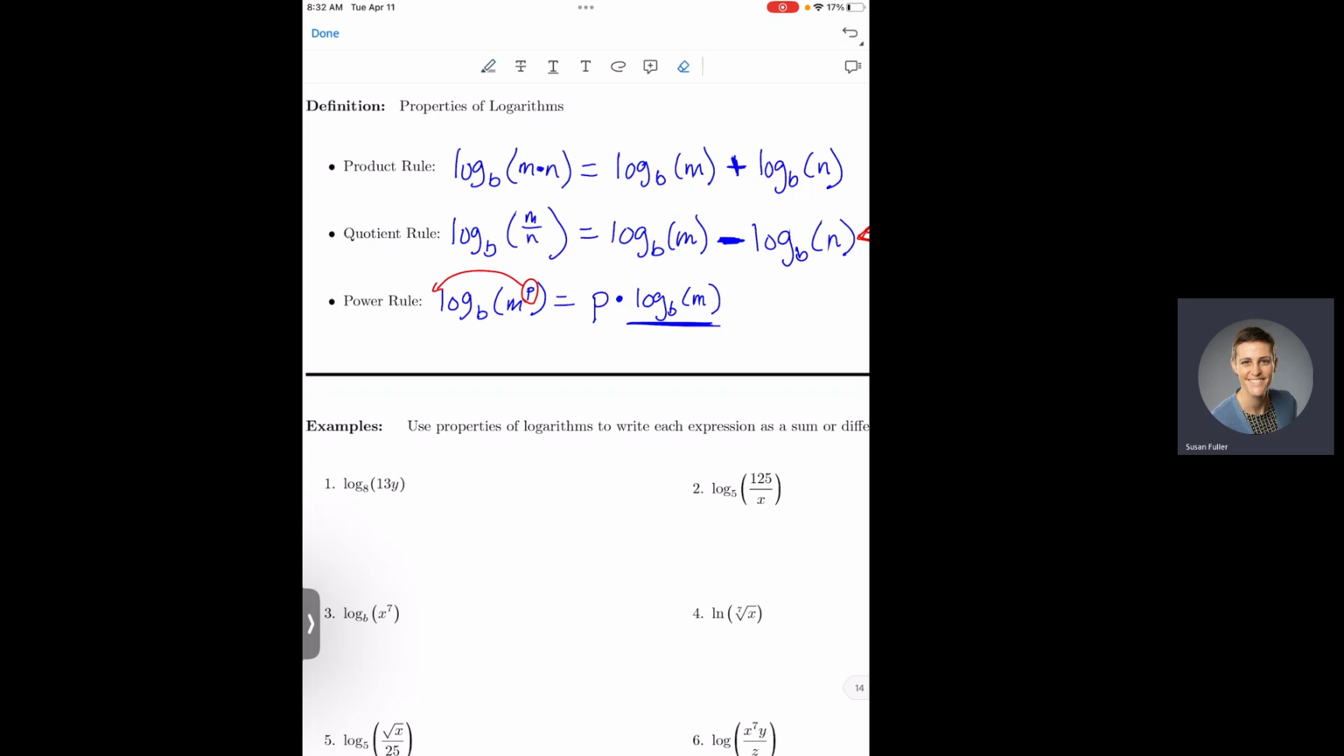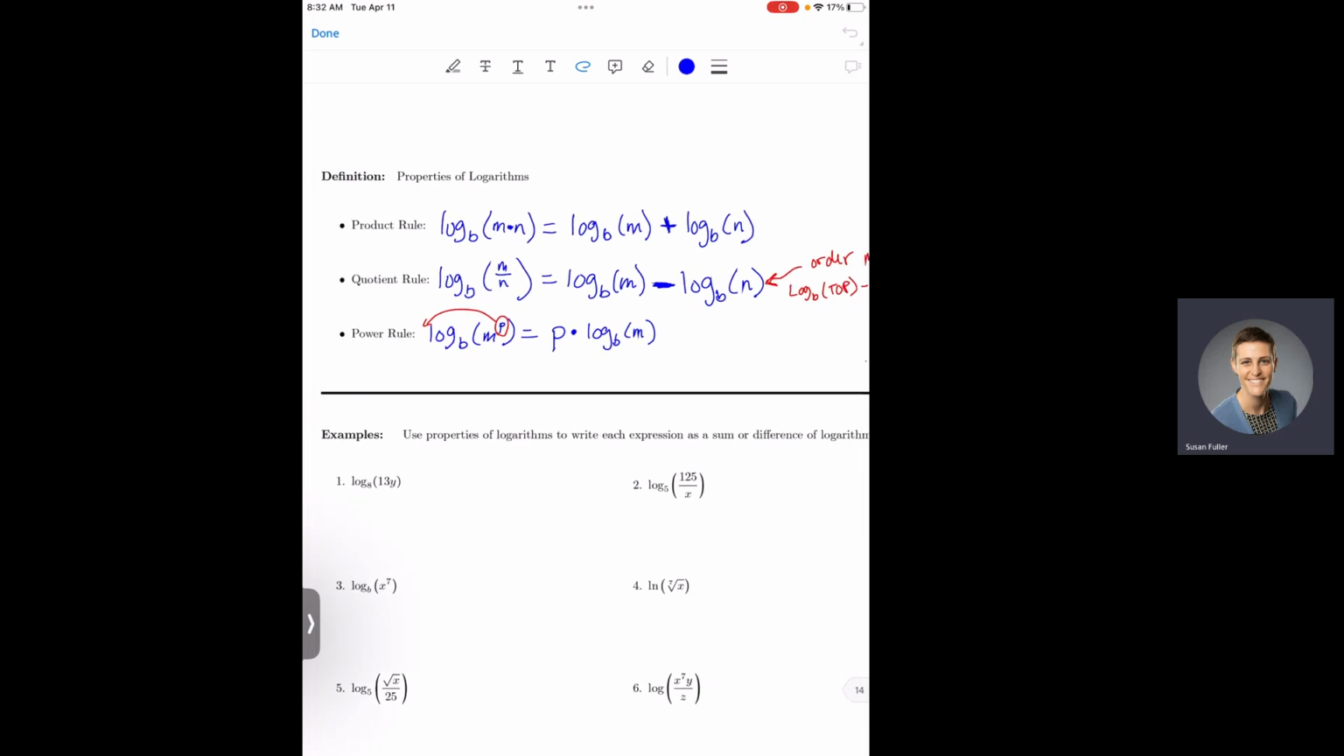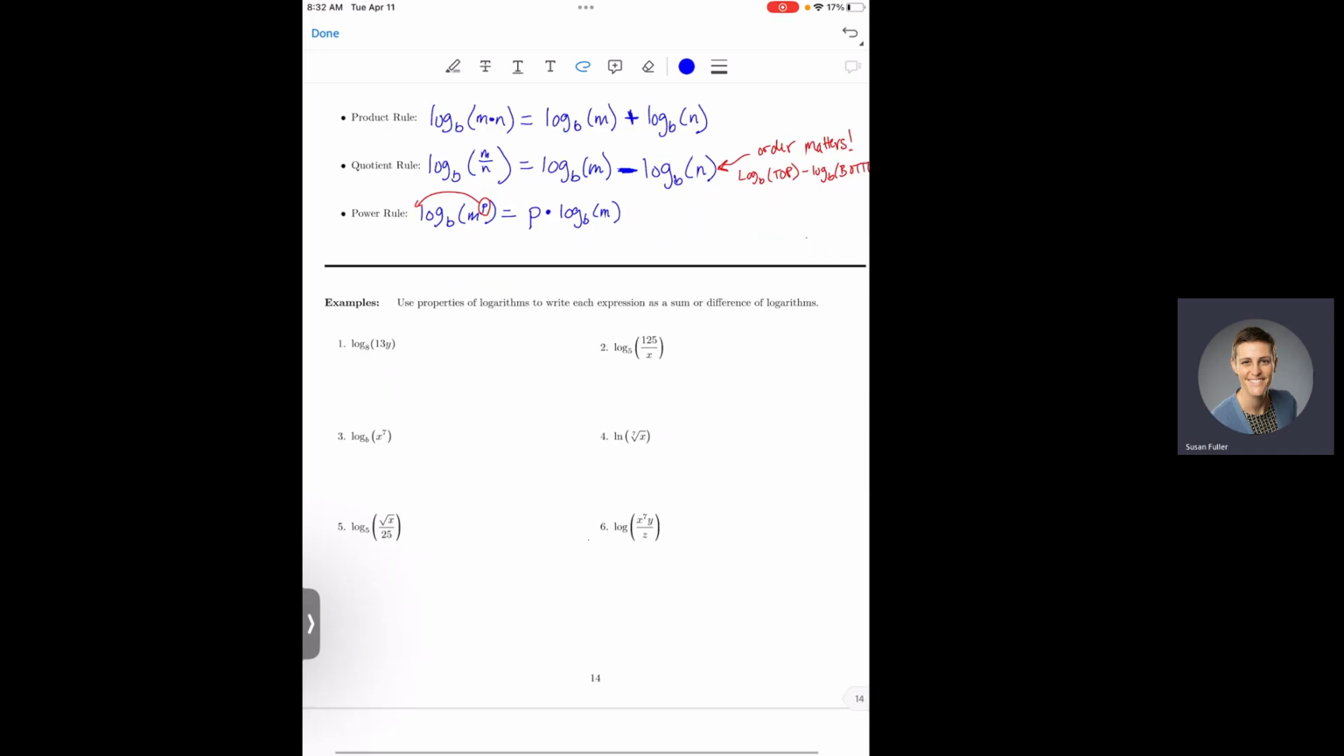And again, you don't have to know exactly why these work. The biggest thing is that I just need you to make sure that you know how to operate with these. So multiplication inside turns to addition outside. Division inside turns into subtraction outside. Powers inside turn into multiplication outside. So let's see if we can figure out how to use these.